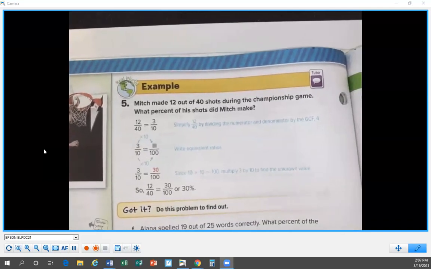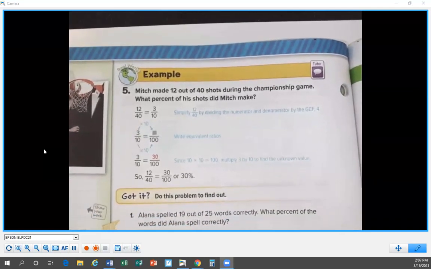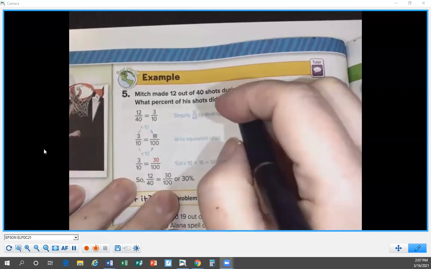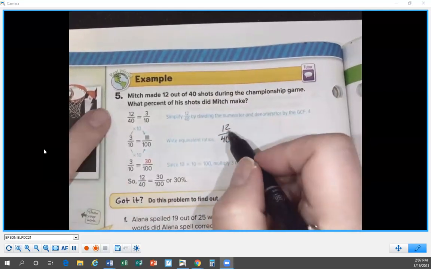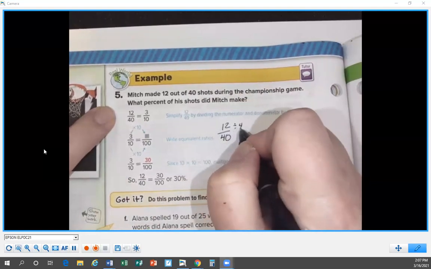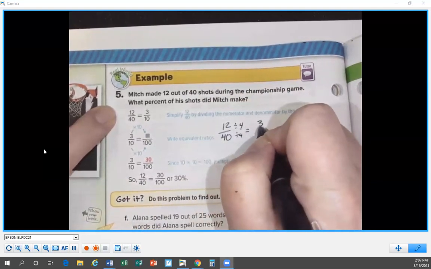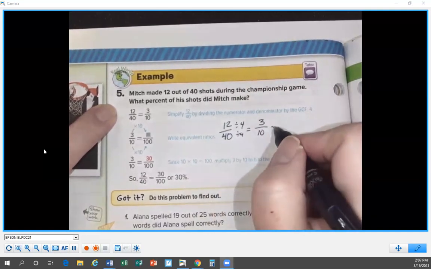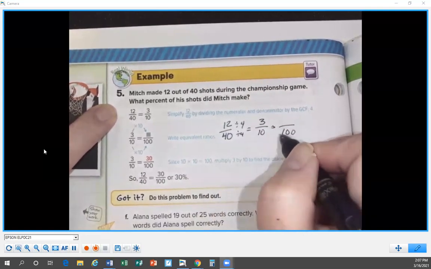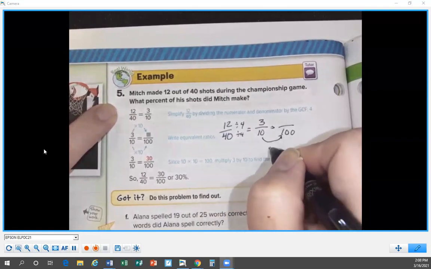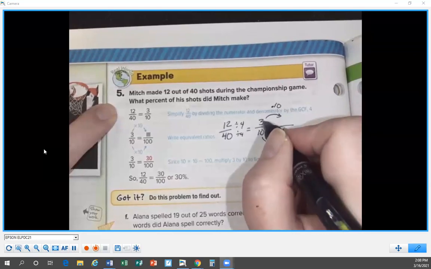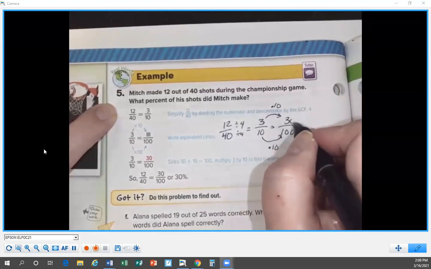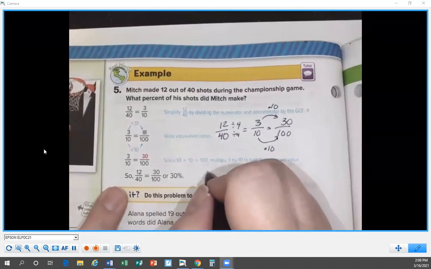Mitch made 12 out of 40 shots during the championship game. What percent of his shots did Mitch make? So 12 out of 40. Okay, so we want to simplify that. 12 and 40 are both divisible by 4. They have a GCF of 4. So that gives us 3/10. Okay, and 10 can go into 100. We do times 10. So what do we do to our 3? We do times 10. 3 times 10 gives us 30. So 30%, he made 30% of the shots.